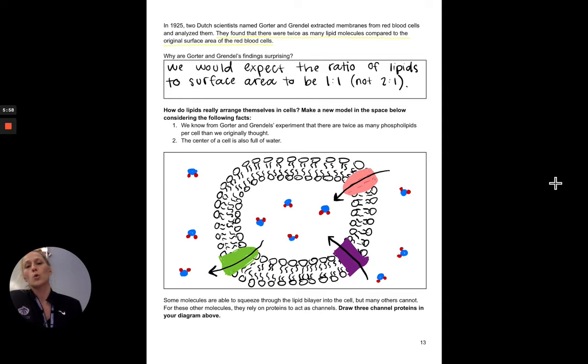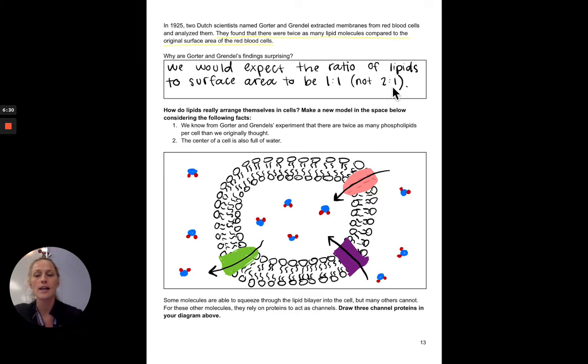So why are Gorter and Grendel's findings surprising? Well, we know that there are lipids that make up the membrane, but originally we would expect that the ratio of the lipids to the surface area of the red blood cell would be just a 1-to-1 ratio. But that's not what Gorter and Grendel found, right? They found there were twice as many lipid molecules, so it's more like a 2-to-1 ratio. So this experiment was really important in understanding the structure of our cell membranes.